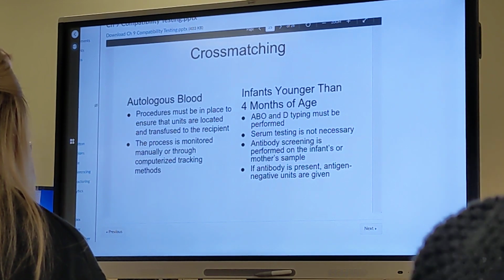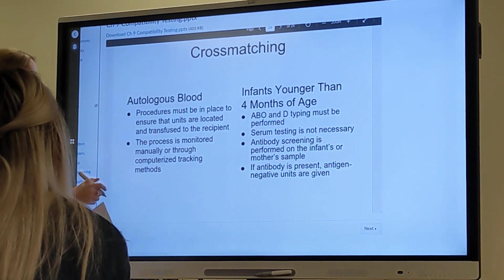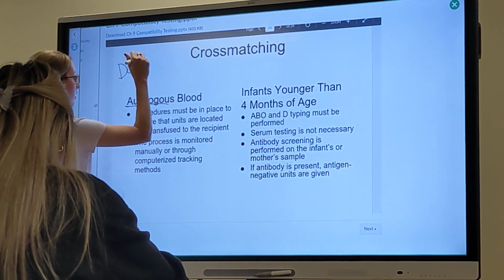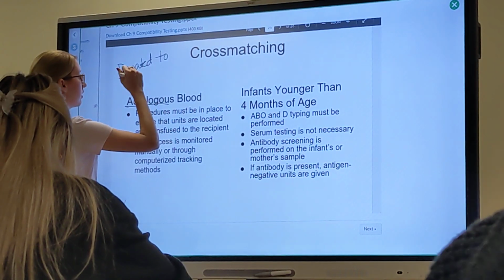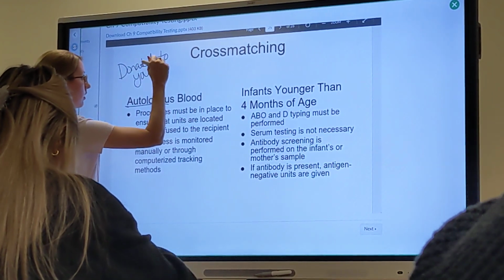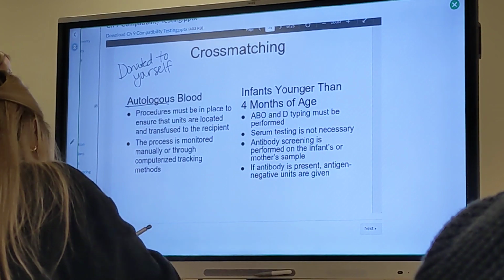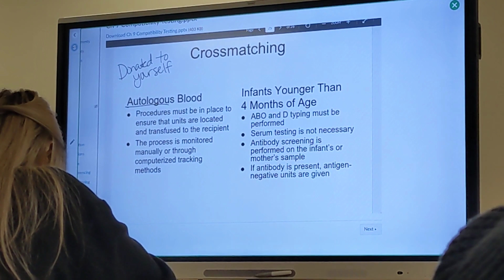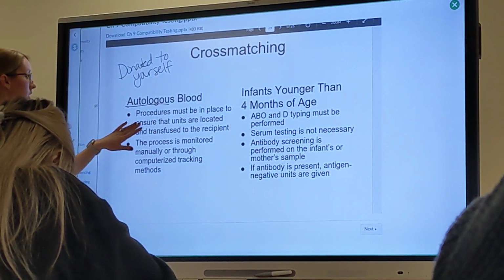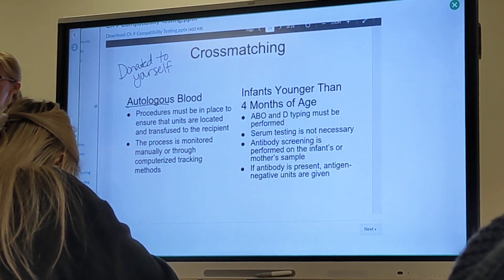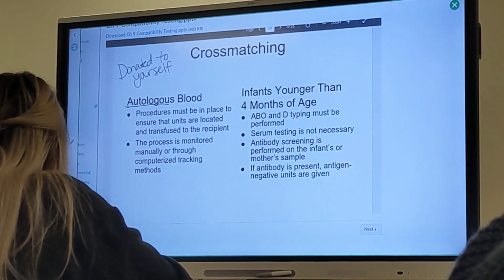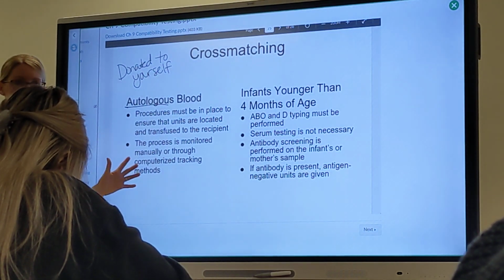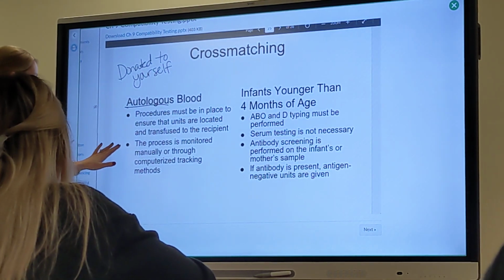So autologous blood, that's if you're getting blood that you donated to your own self. They will have procedures to make sure that if somebody donates to their self, you don't accidentally give it to somebody else. You save it for them for when their surgery day comes. If they don't use it, you still leave it on the shelf until it expires. Then you throw it away. Nobody can get it but them.